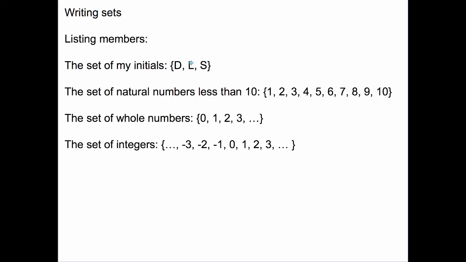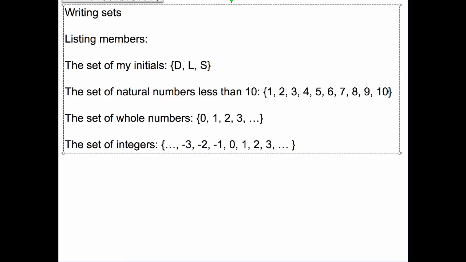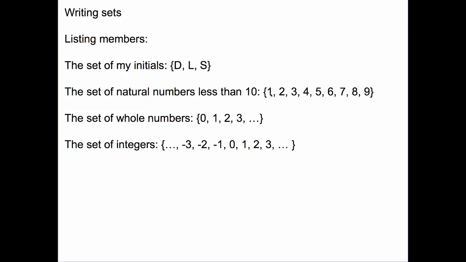Now, writing sets. So far you've seen me write sets like this. We have a curly brace, and then the members of the set, the elements in the set, and then a closing curly brace. The set of natural numbers less than 10 is this set here. The set of whole numbers: 0, 1, 2, 3, dot, dot, dot. This means continue the pattern. And the set of integers, and we see that this pattern goes both ways. So integers go -1, -2, -3, and so on. And they also go 0, 1, 2, 3, and so on. So those are all the sets of integers.